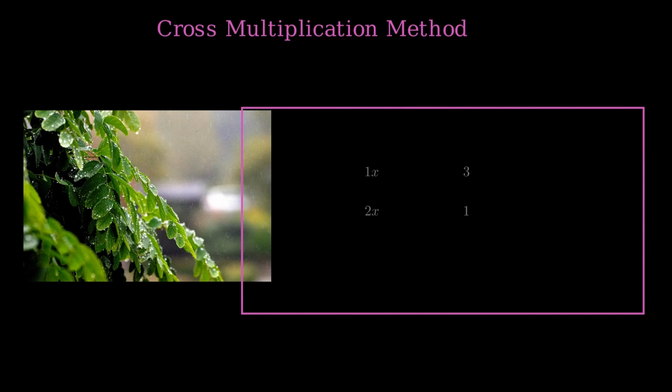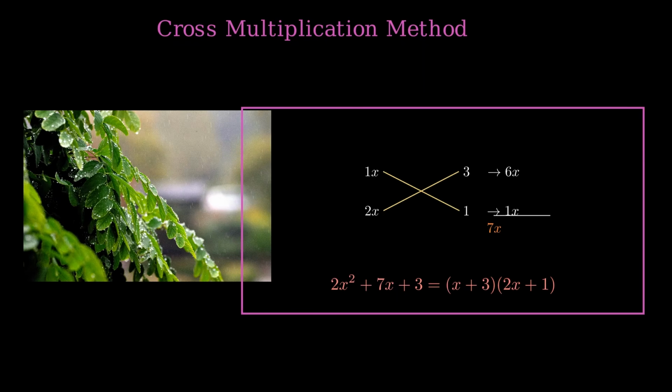Let's test the combination. We arrange 1x and 2x on the left, and 3 and 1 on the right. Multiplying crosswise, 1x times 1 is 1x, and 2x times 3 is 6x. Adding 6x and 1x gives exactly 7x, which matches the middle term. Therefore, our final factored expression is (x + 3)(2x + 1).